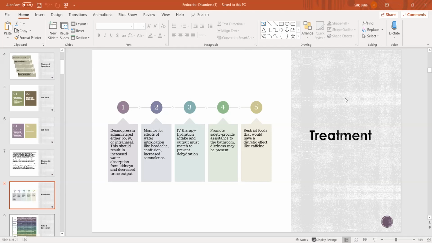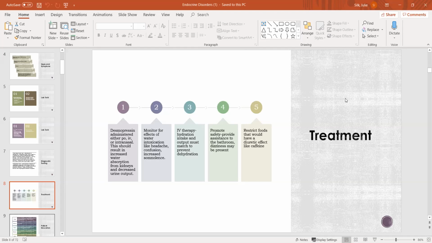Okay, other things that we're going to watch for. Again, you want to monitor for the effects of water intoxication as well. Because remember, this person is constantly thirsty and they're constantly trying to drink. You can have water intoxication. So if you have this, you'll get things like headache, confusion, increased somnolence. So you definitely want to watch for that. So you kind of have to limit how much they drink so they don't overdo it.